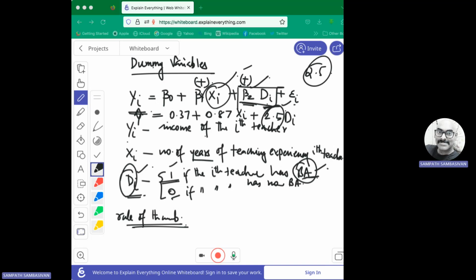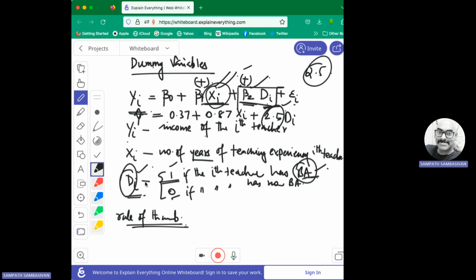When you try to make sense of this coefficient beta 2, we can say that this coefficient beta 2 indicates the additional salary that can be attributed to the fact that a teacher possesses a BA degree, holding teaching experience constant. I repeat, beta 2 would indicate the additional salary that can be attributed as a result of a teacher possessing a BA degree, holding teaching experience, which is indicated by xi, constant.